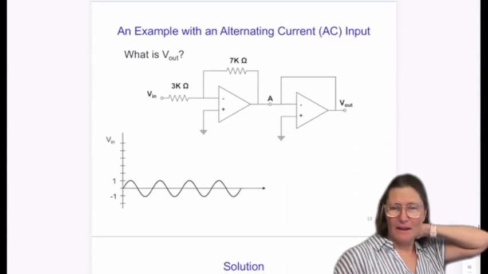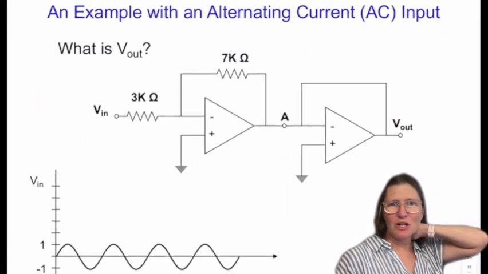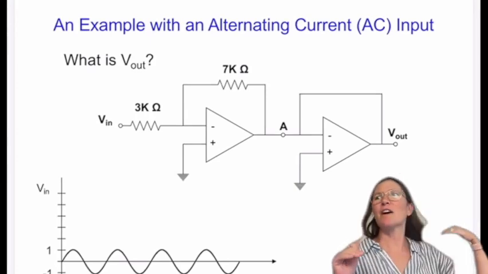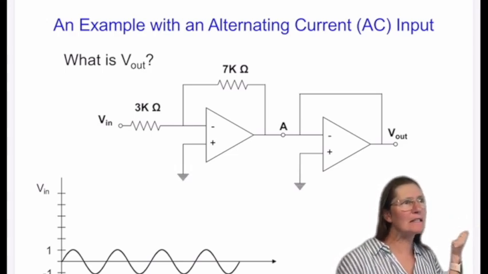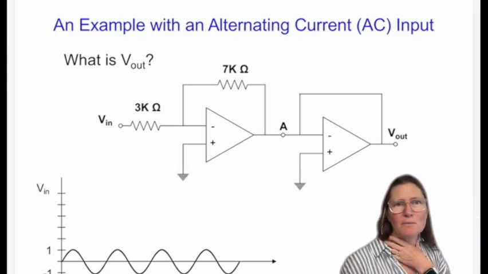So let's now look at, we have only talked about fixed 5-volt values or some other voltage on there. What happens when we have an AC input into these op amps?